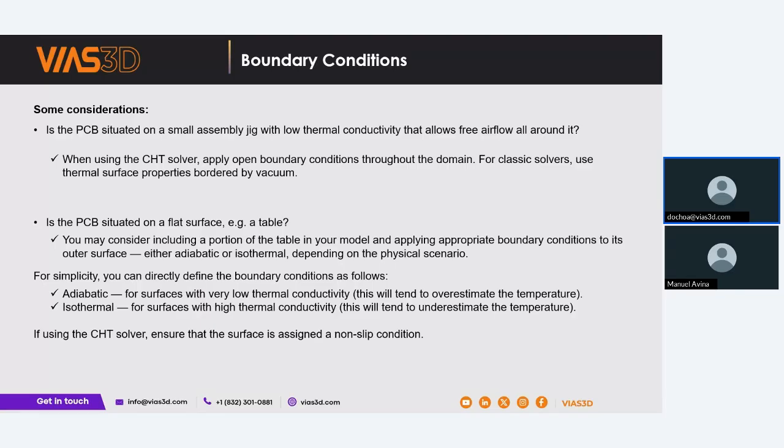One thing we should consider, if you're using the CHT solver, is to make sure that the surface is assigned a non-slip condition, so that any resistance on the surface of the faces will be considered when CST is calculating whatever flow-surface interaction we have. That's in theory what we have in the theoretical part.